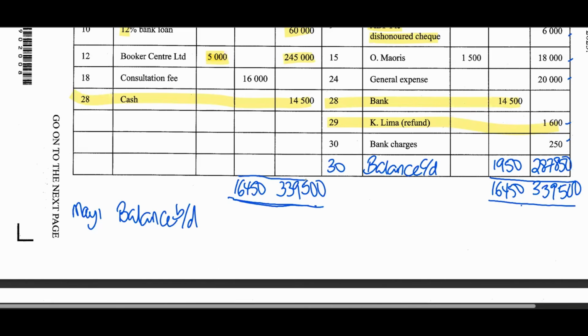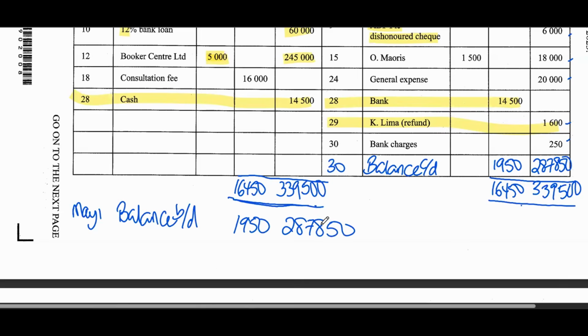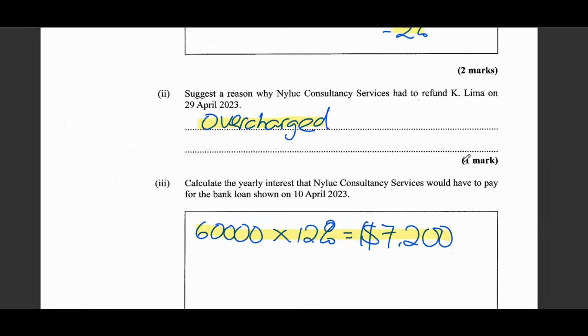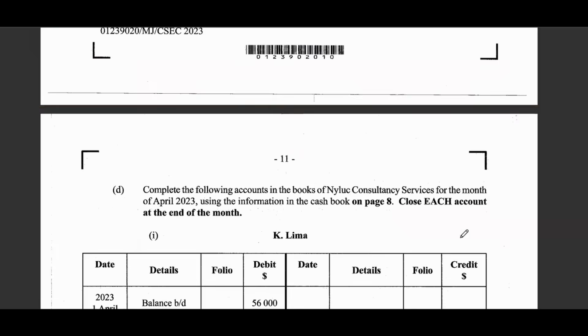Right, balance brought down should have been 1950 and 287,850 respectively. Right, so therefore its debit balances, cash balance should be 1950 and the bank account balance should be 287,850. Let's go write that in. So right here, guys, 1950 debit and 287,850 debit. So there we go. Got through pretty well with that question also.